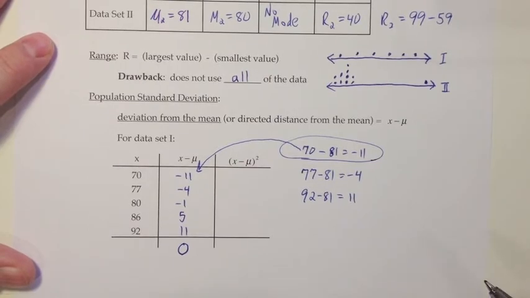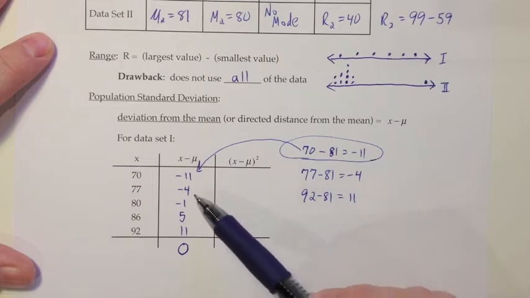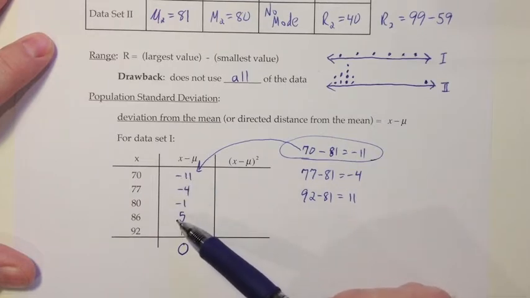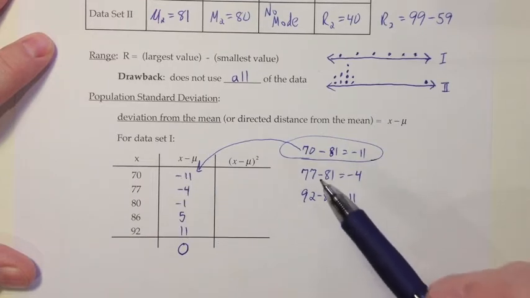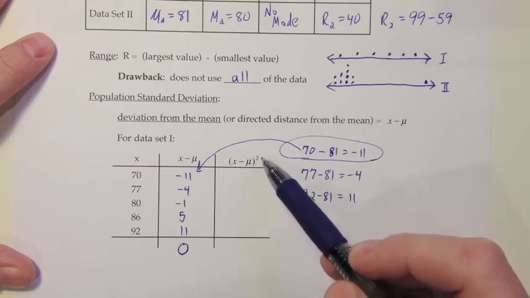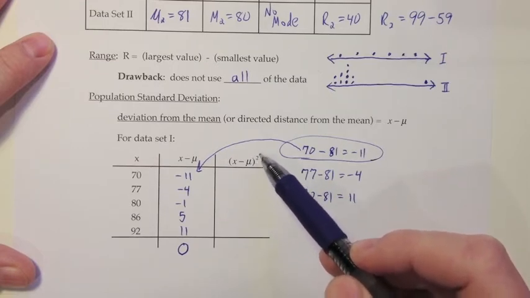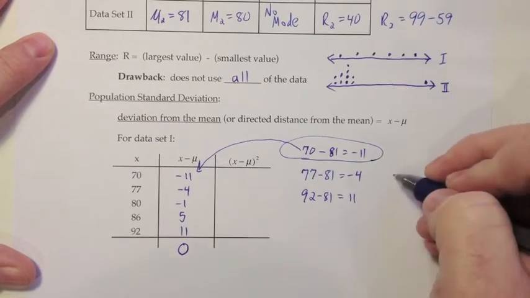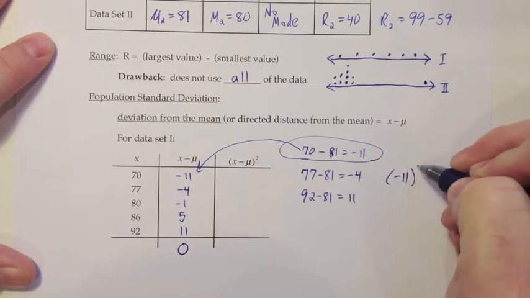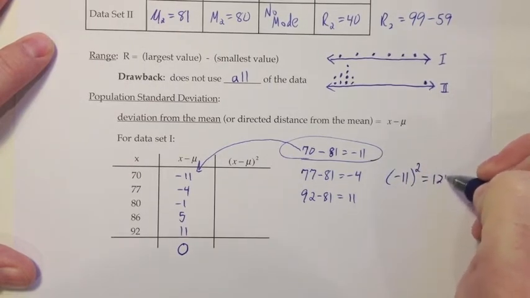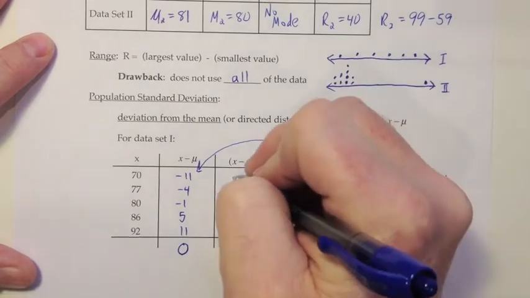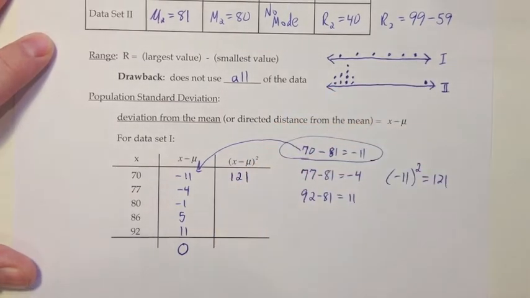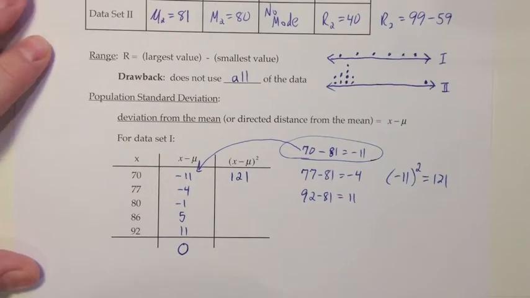So there's a couple things that we could do. Our goal here is to get rid of the negatives before we add them up. One way to do that would be to just get rid of the negatives, but it turns out that mathematically it's a little bit better for the calculations if we square to get rid of those negatives. So if we take that first deviation, negative 11, and we square that, we would get 121, and that would be my first entry here in the x minus mu squared column, and then I would keep doing that.